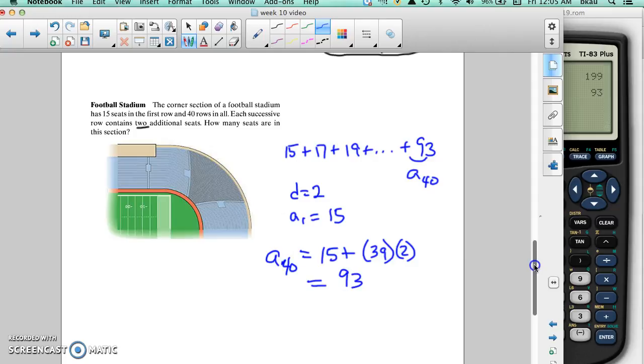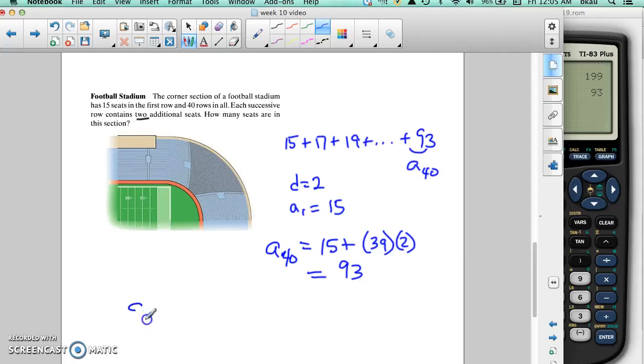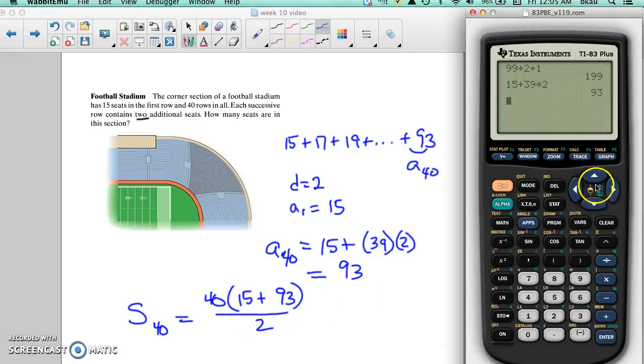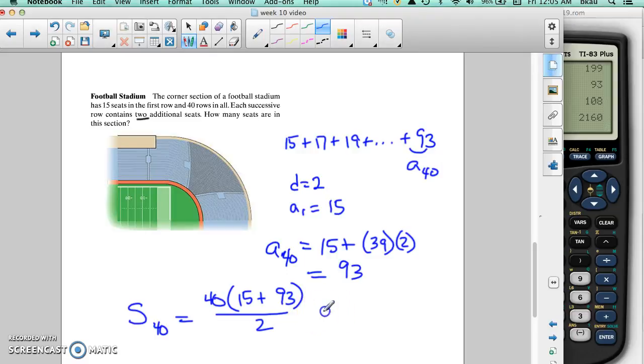Now to find out how many seats there are, we take our sum of 40 rows, which is 40 times the first term plus the last term, over 2. So this is my solution. It's 15 plus 93, times 20, because we're going to divide by 2. So there are 2,160 seats available in this section.